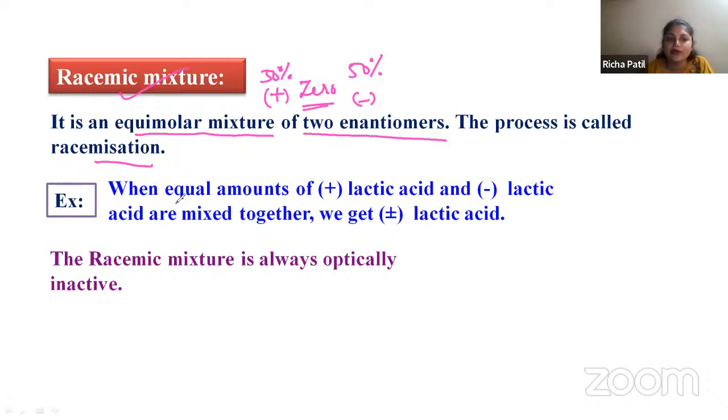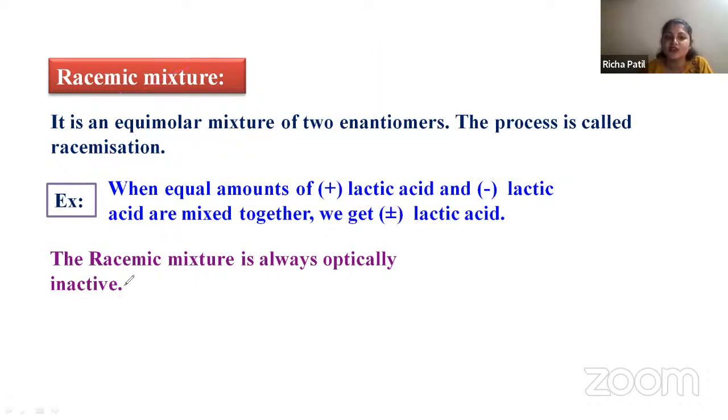For example, when equal amounts of plus lactic acid and minus lactic acid are mixed together, we get plus-minus lactic acid. This is the example for a racemic mixture. A racemic mixture is always optically inactive.